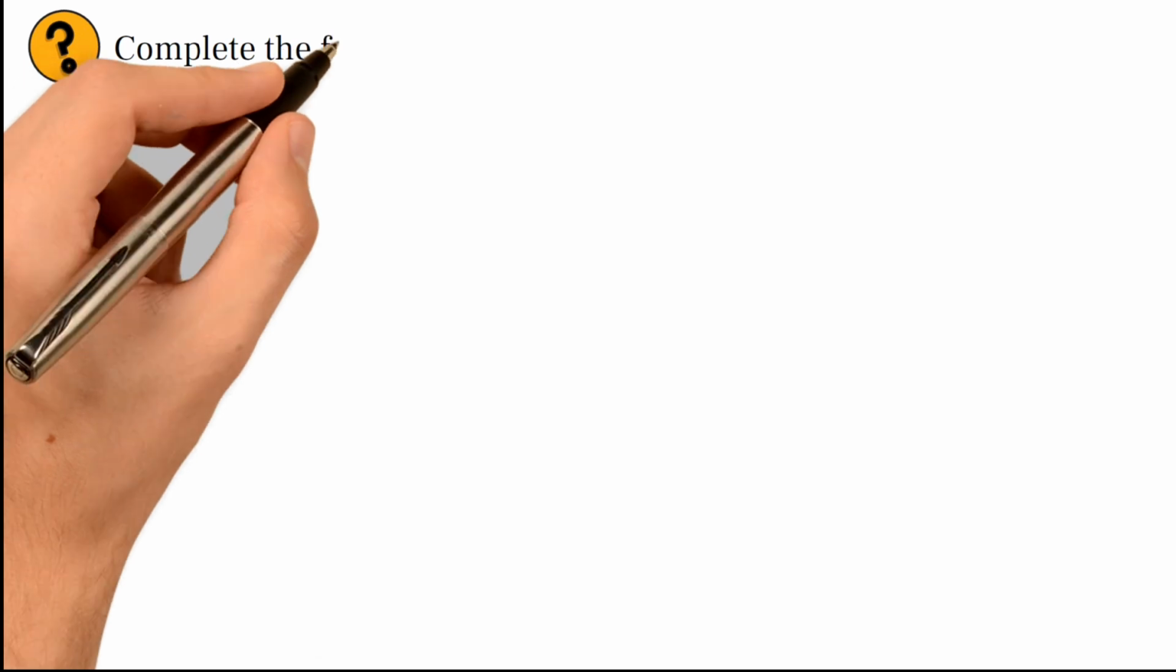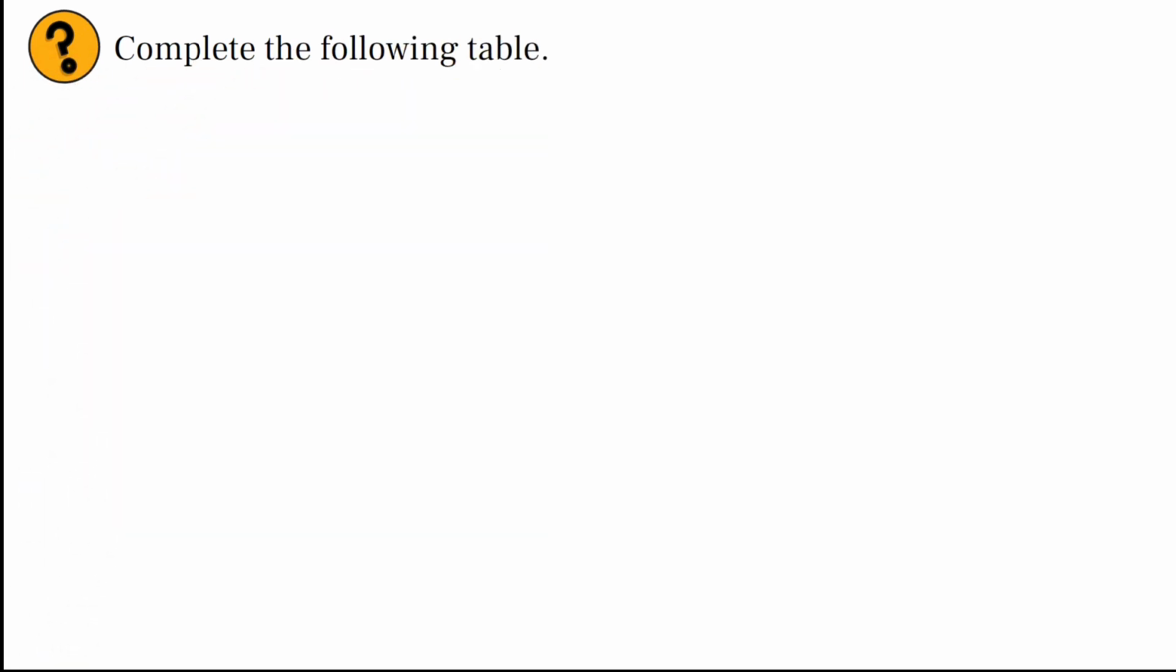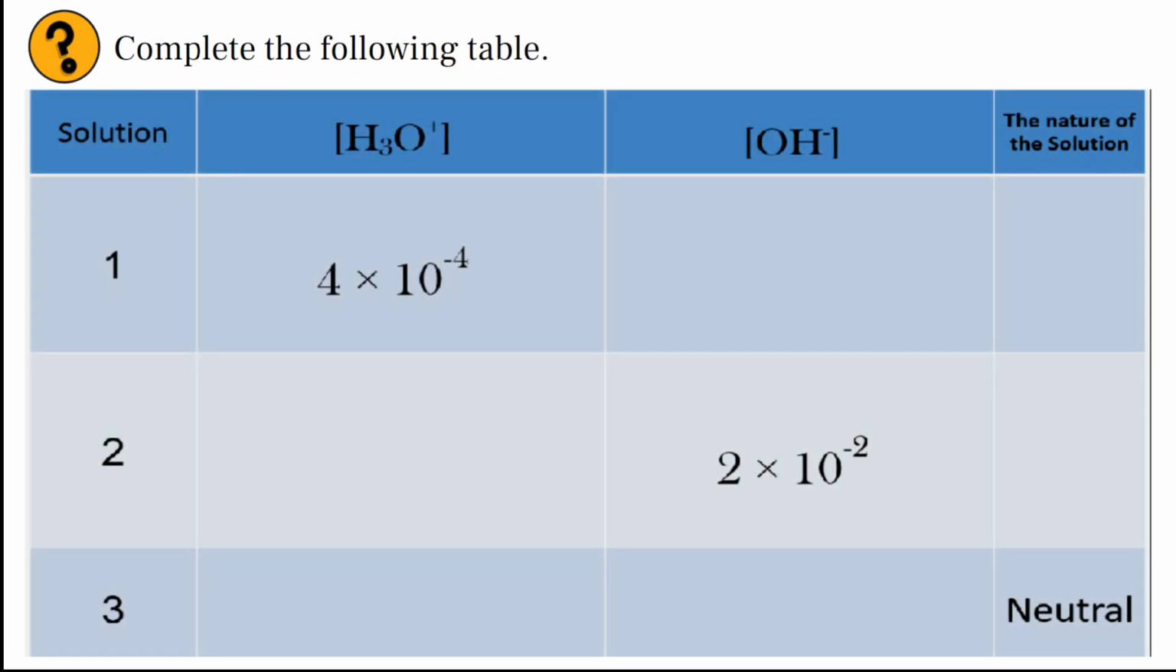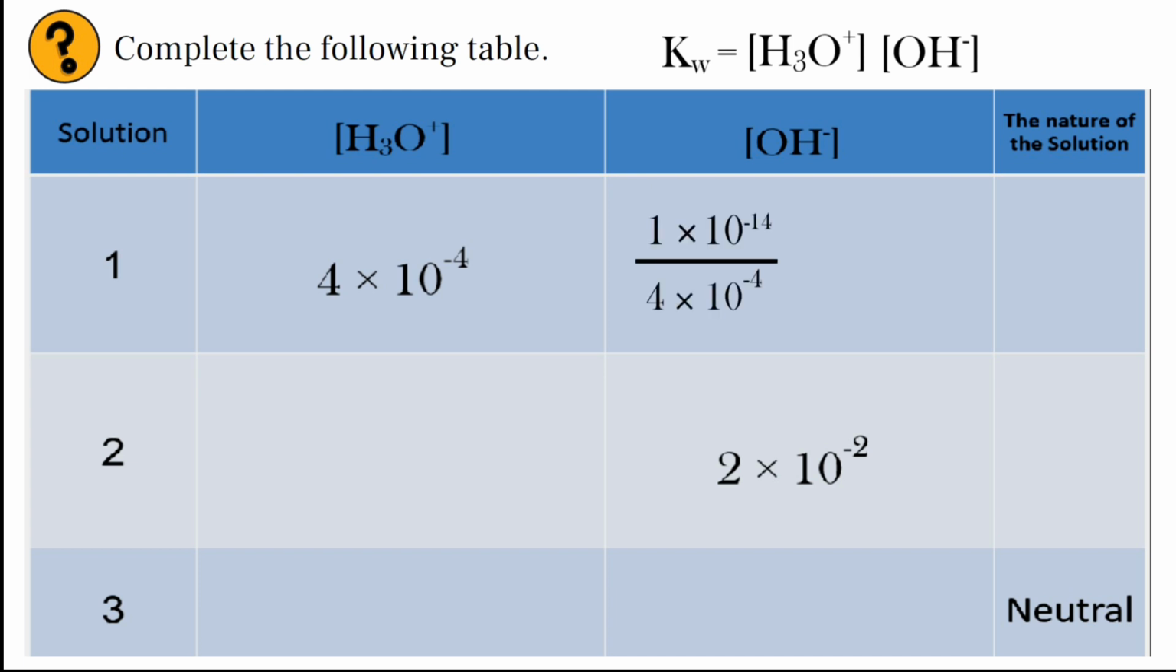This exercise requires us to complete the following table. As we see, the solution is identical to the previous exercise, so we will use the equation of the ionization constant of water, Kw. For the first solution, it's required to find the concentration of OH-, so we will divide the value of Kw by the concentration of H3O+.